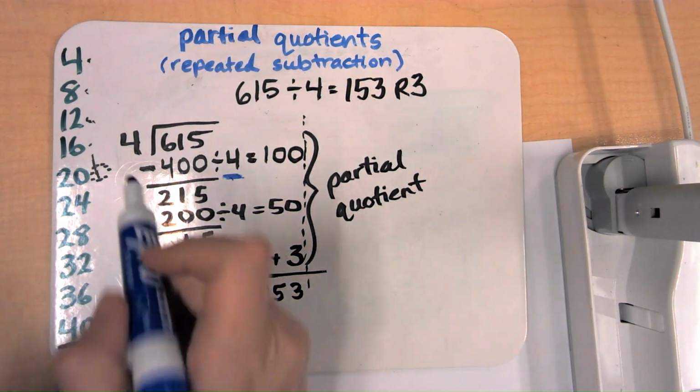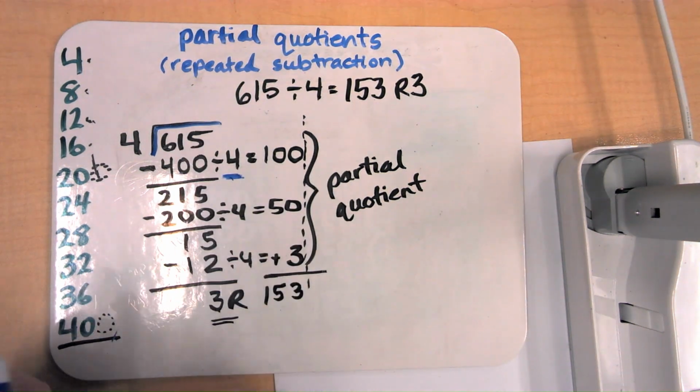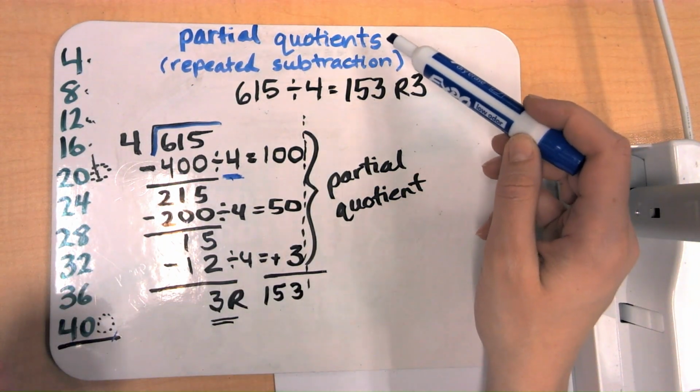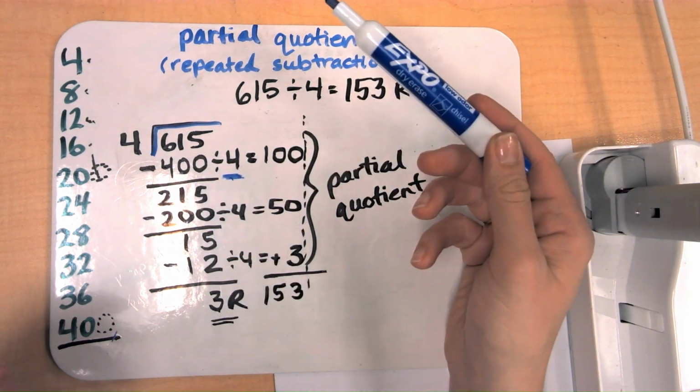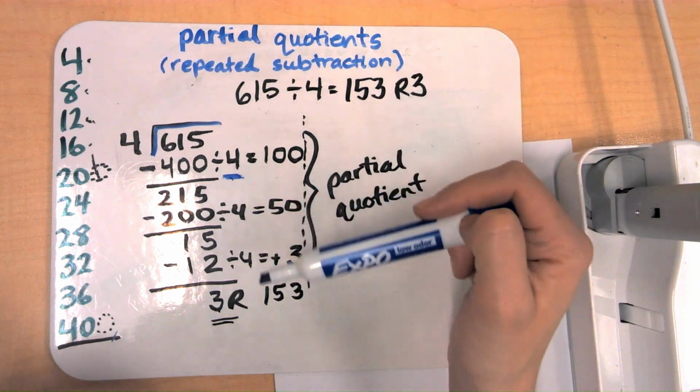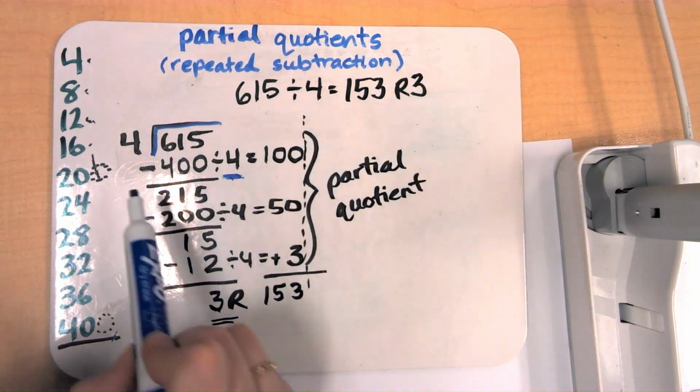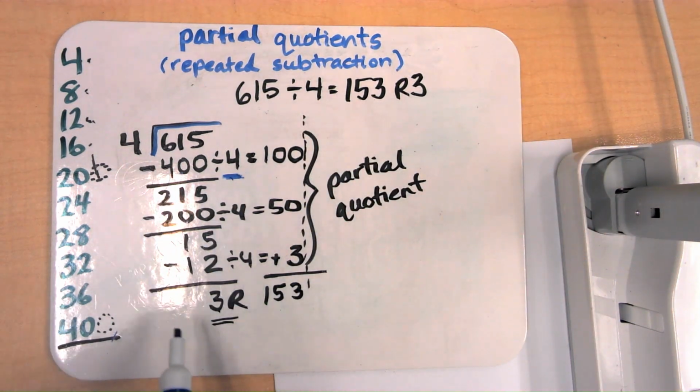But this is how you use the obelisk. We love that thing has a name. This is how you use the obelisk to find partial quotients. We're repeatedly subtracting, which makes sense, because we know that multiplication is repeated addition, so division is repeated subtraction. We're repeatedly subtracting, and we just happen to have a remainder.